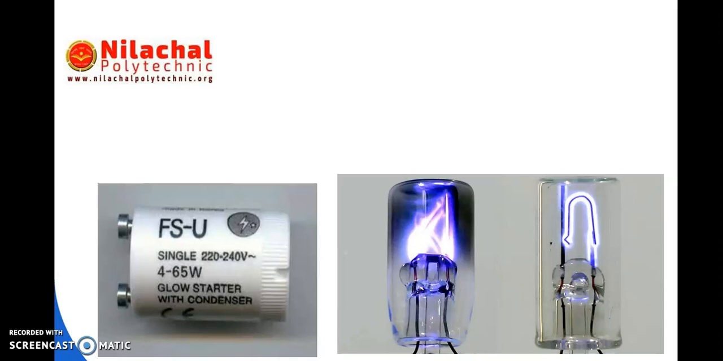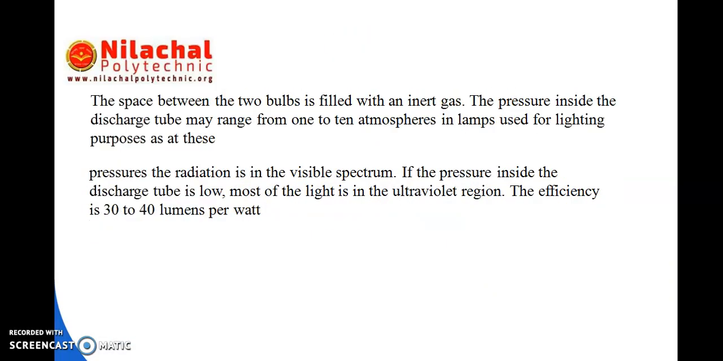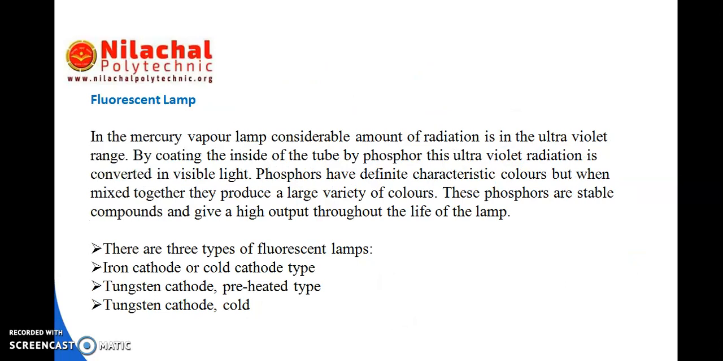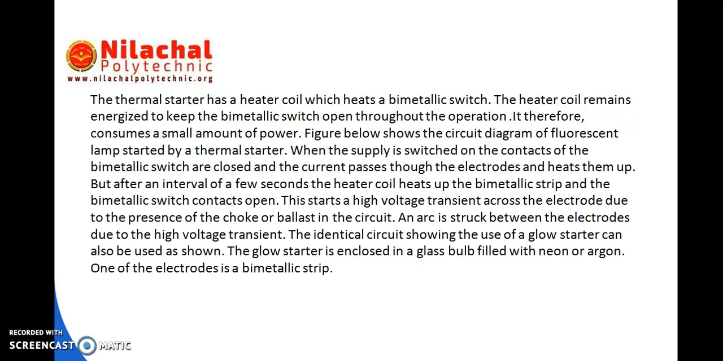The glow type starter has some advantages over the other type of starter. Nowadays we also work without a starter, because we have an electronic choke, so there is no need of a starter. So this is about the glow type starter. You can see the glow type starter is enclosed in a glass bulb filled with neon and argon. One of the electrodes is a bimetallic strip.